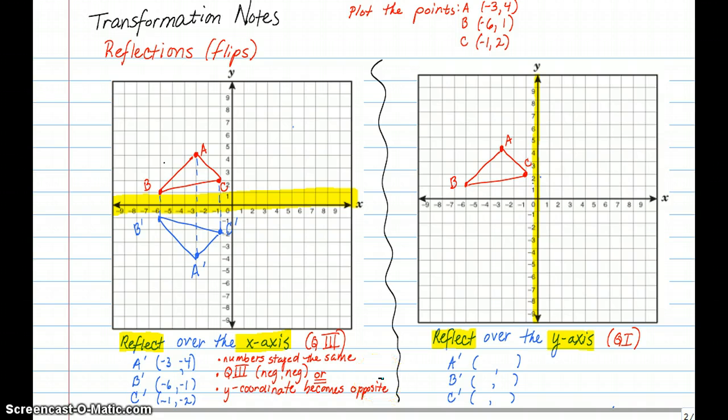Okay, so you try the second reflection. This time you're reflecting over the y-axis. As soon as you're finished, turn the recording on and see how you did.